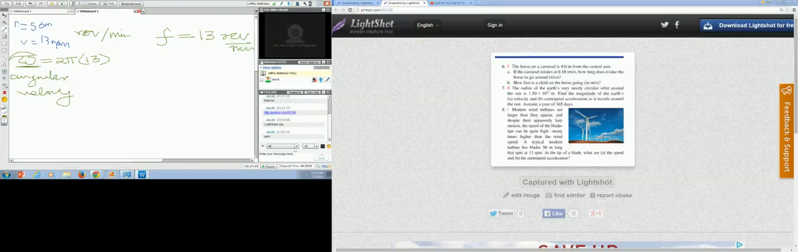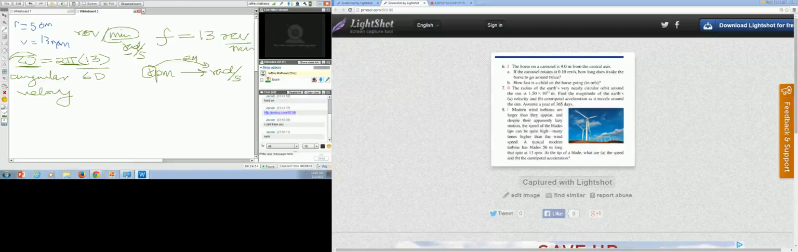And how do you get angular velocity? You need to make it radians per second, right? To make it radians, you multiply by 2 pi. And to make the minutes seconds, you divide by 60. So always look at the units, if it's an RPM, you have to make it radians per second. The revolutions, you make it radians by multiplying by 2 pi. The minutes, you make seconds by dividing by 60. Is that fine?